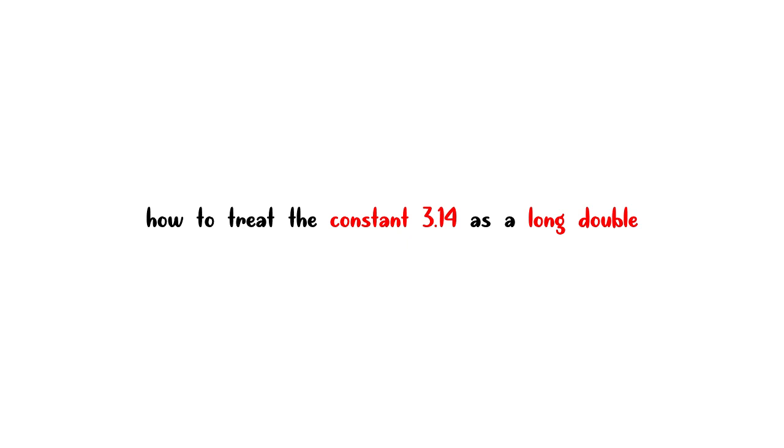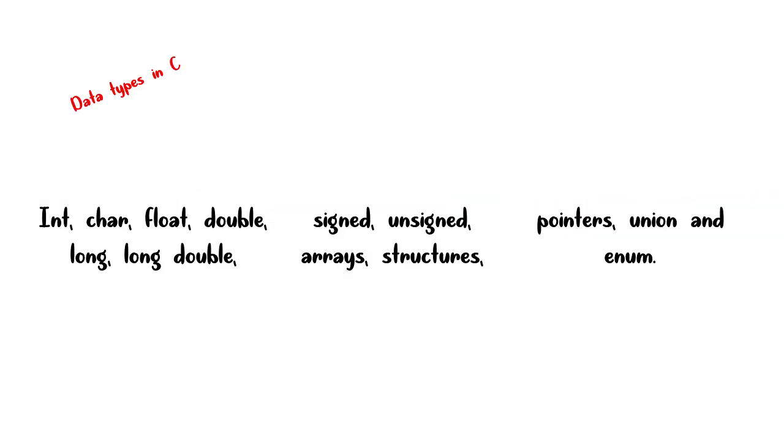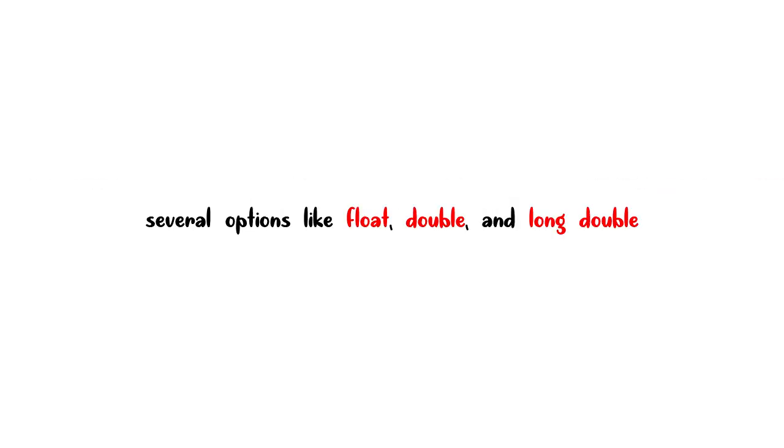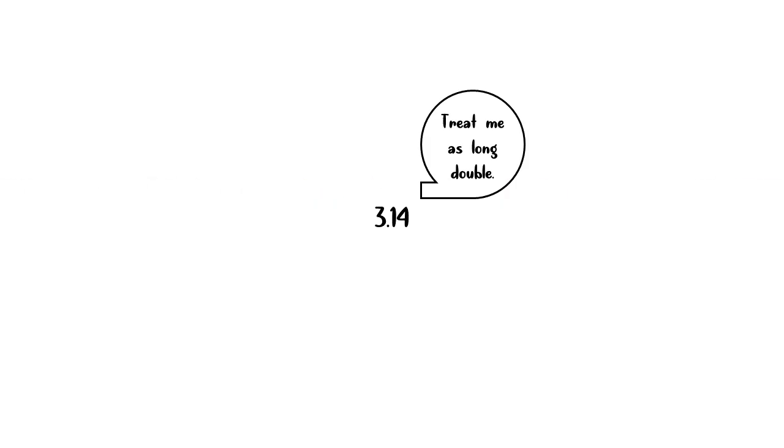Let's get started. In C programming, we often deal with different types of data. When it comes to floating point numbers, we have several options like float, double, and long double. But what if we specifically want the constant 3.14 to be treated as a long double? Here's how you can do it.